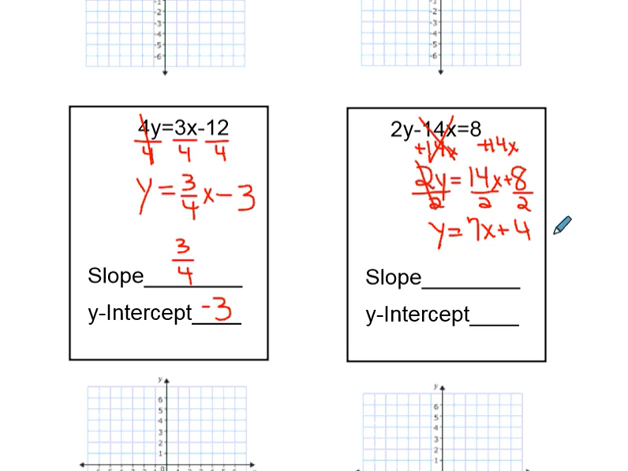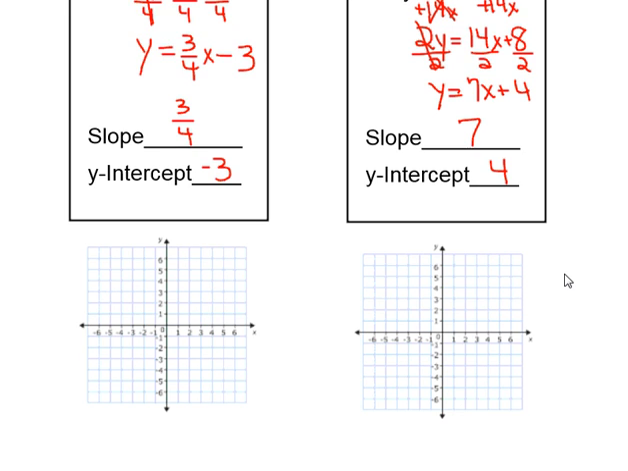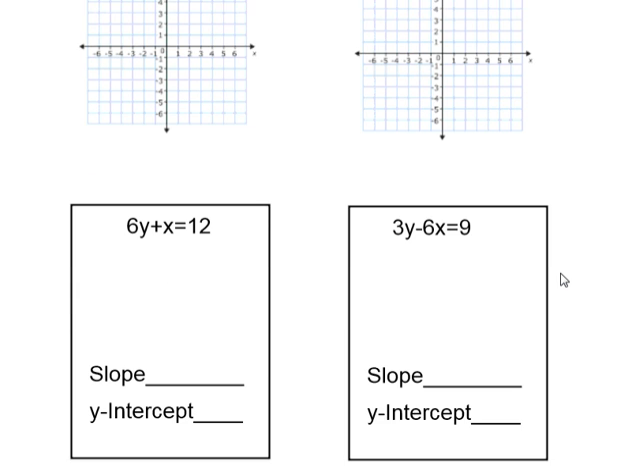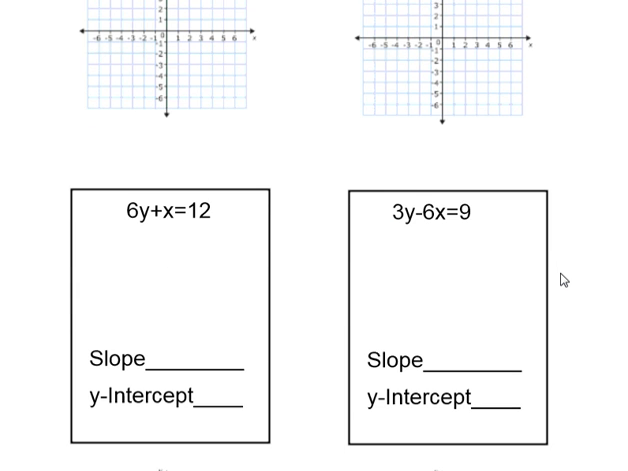I need to divide everything by 2. All three terms have to be divided by 2. I'm left here with the y. 14 divided by 2, I can simplify to be 7 times x. And 8 divided by 2, I can simplify to be 4. Now I can easily pick out the slope and the y-intercept. The slope is going to be 7 because that's what's multiplied to the x. And the y-intercept is going to be 4 because that's the constant, or the number that's all by itself.